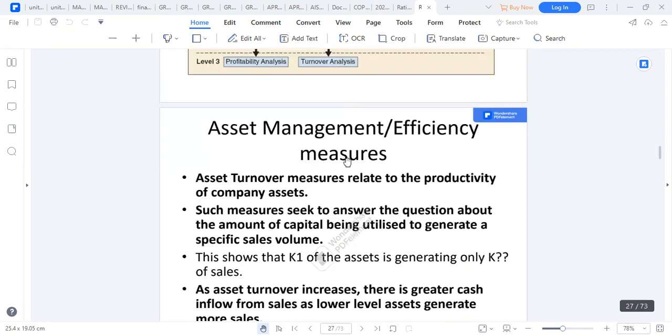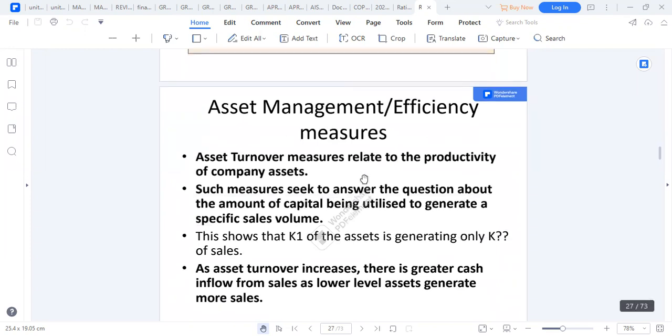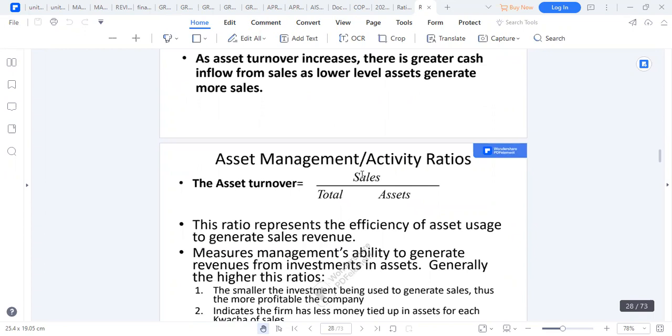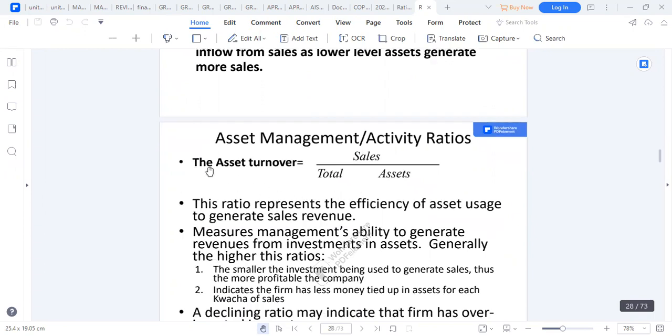Now, we also have the asset management, which we also call efficiency ratios, which are 4. Asset management or efficiency ratios basically look at the managers themselves. Are we using the assets very well? Or are we using the assets to generate sales in a proper manner? So we have the asset turnover, which simply gives us the ratio of the efficient use of the assets to generate revenues or sales.